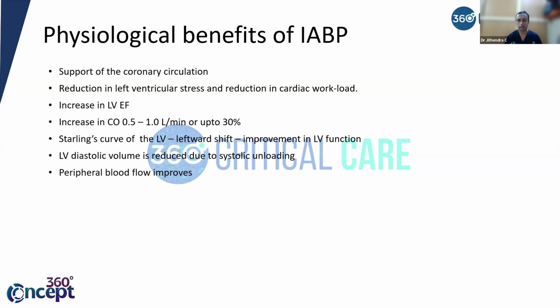Okay, again this may or may not be asked in your CBS. In CBS it can be part of what are the physiological benefits. Sometimes they can be asking you in the CCS also. So you started your patient on IABP, they may ask you about the physiological benefits. So what are the benefits of IABP? We all know it improves the coronary circulation.